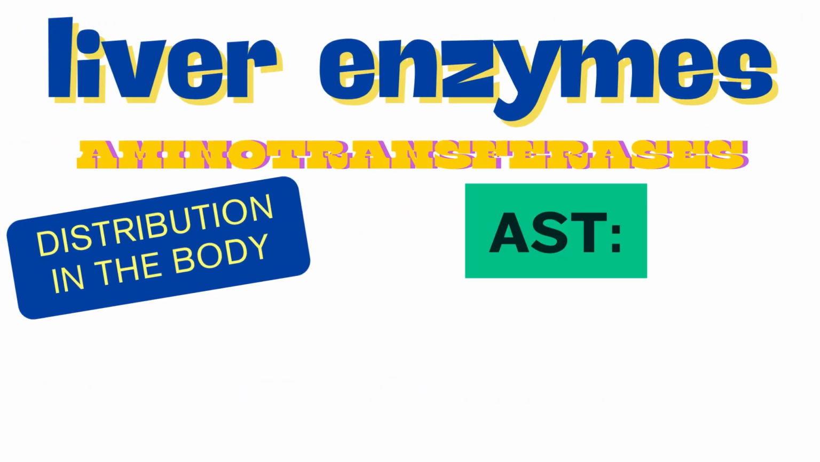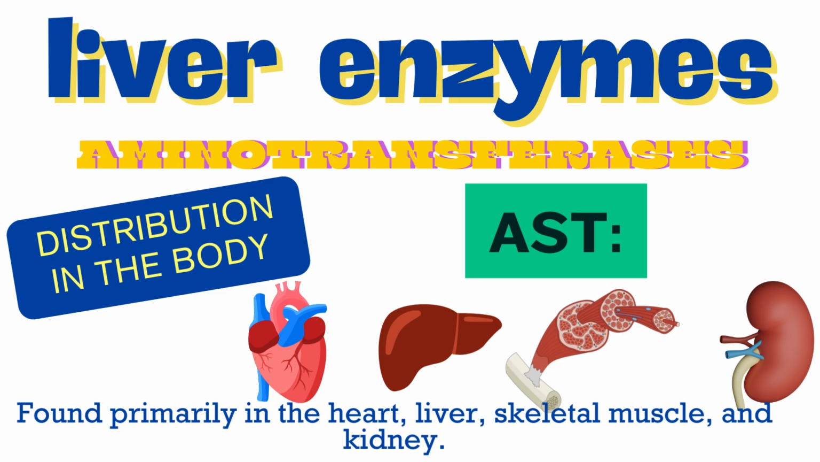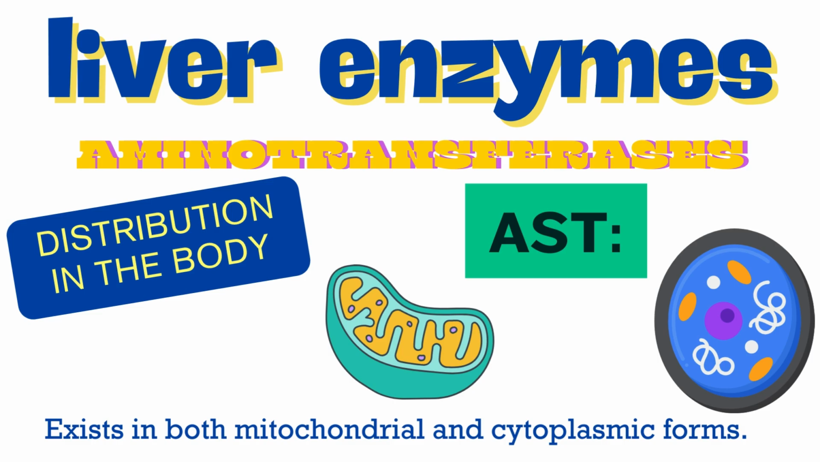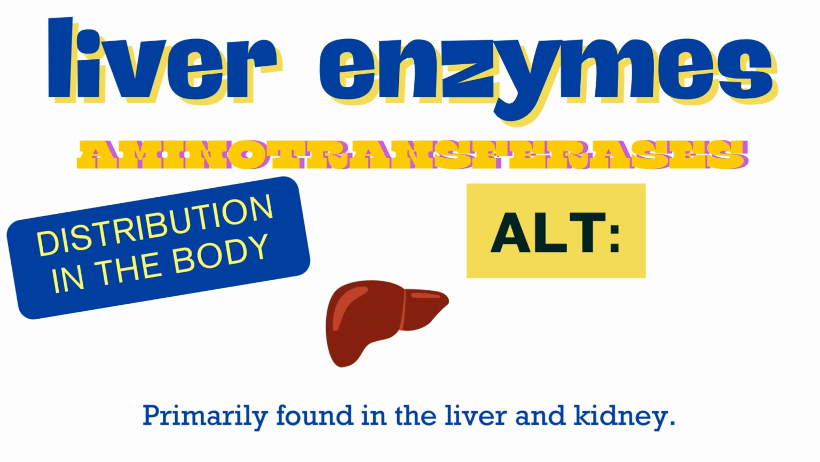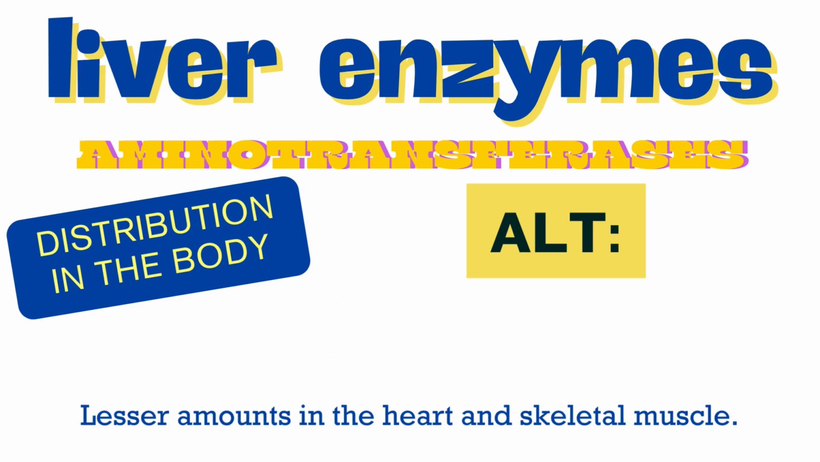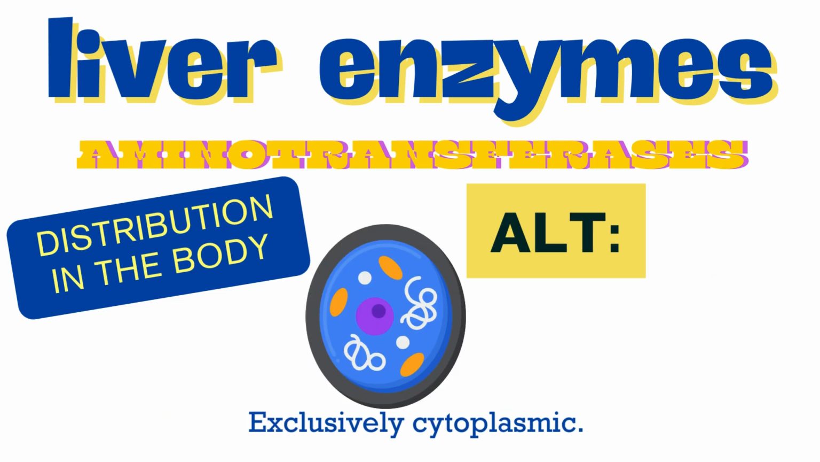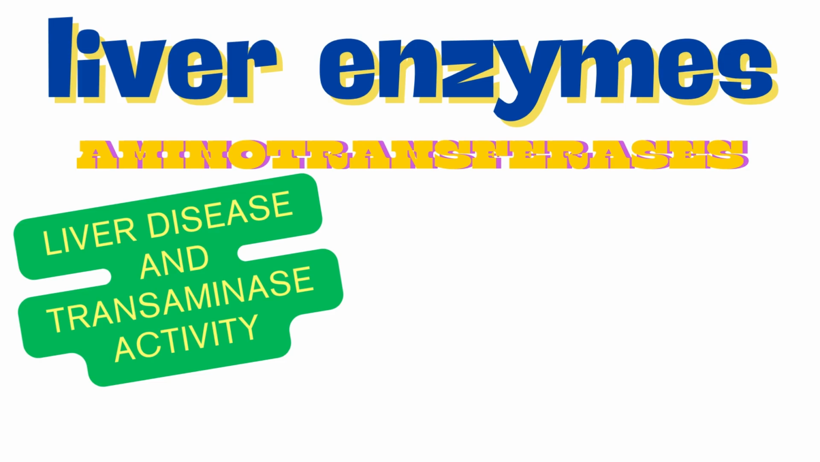Distribution in the body. AST is found primarily in the heart, liver, skeletal muscle, and kidney. It exists in both mitochondrial and cytoplasmic forms. ALT is primarily found in the liver and kidney, with lesser amounts in the heart and skeletal muscle. It is exclusively cytoplasmic.